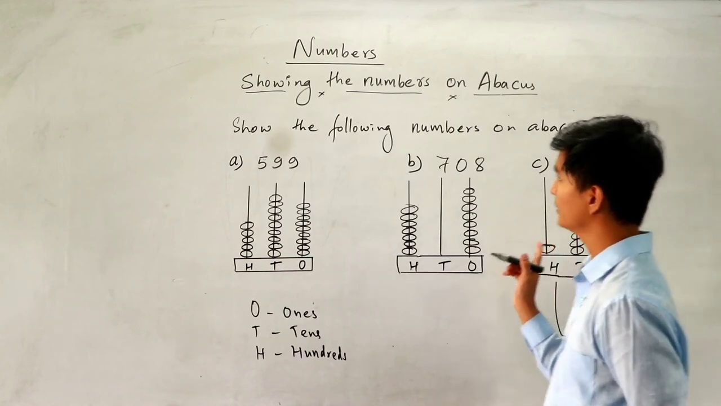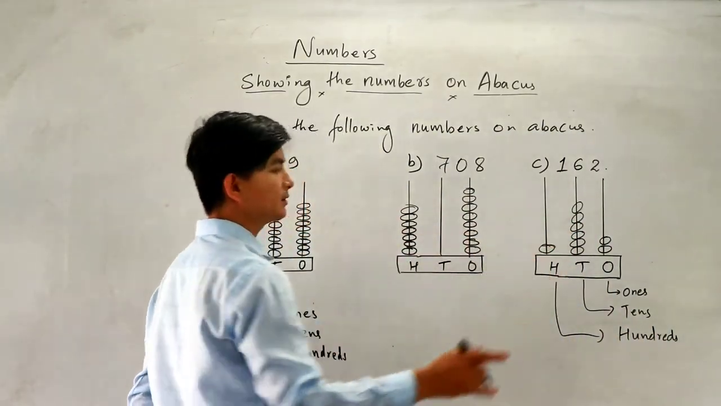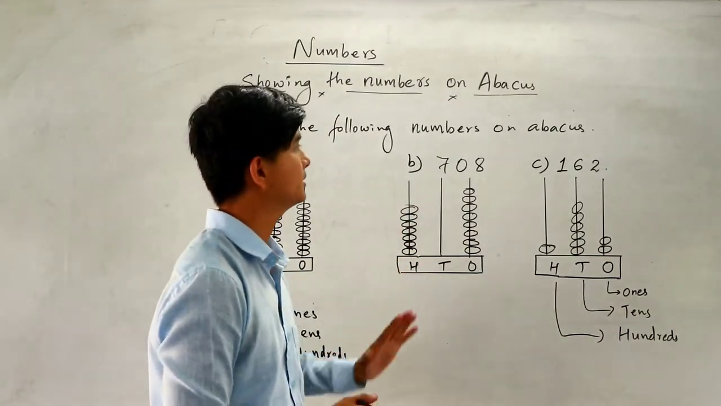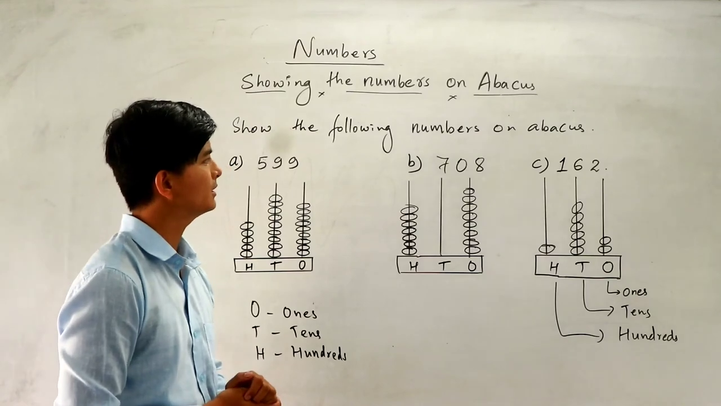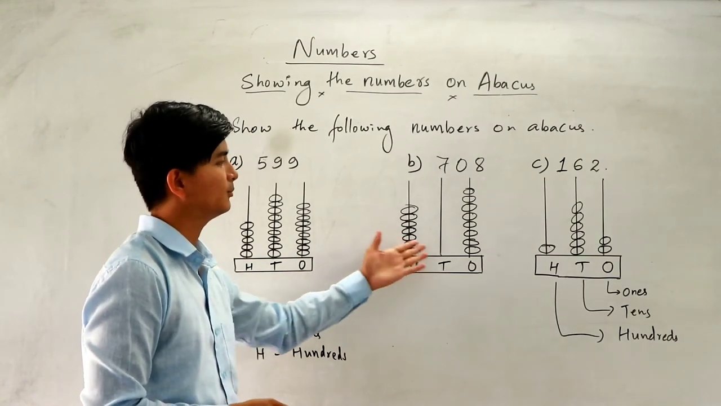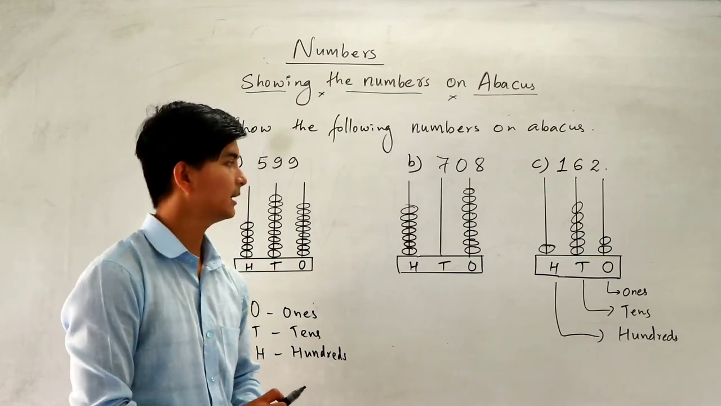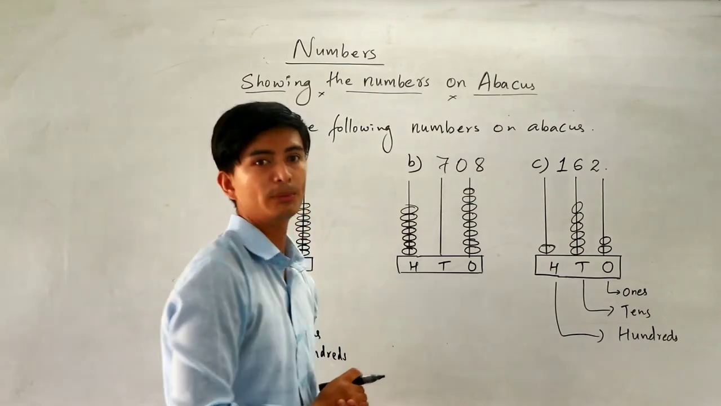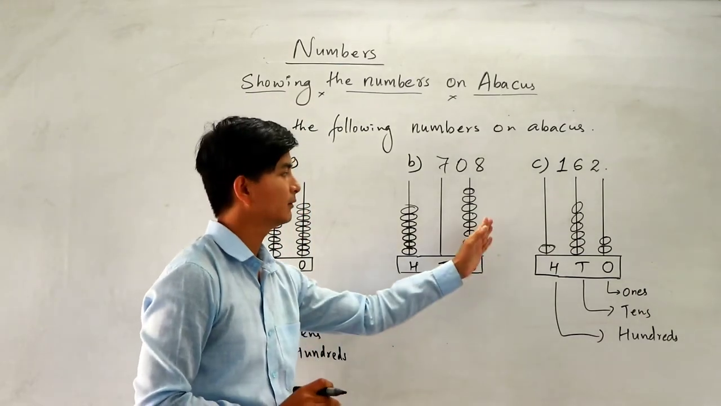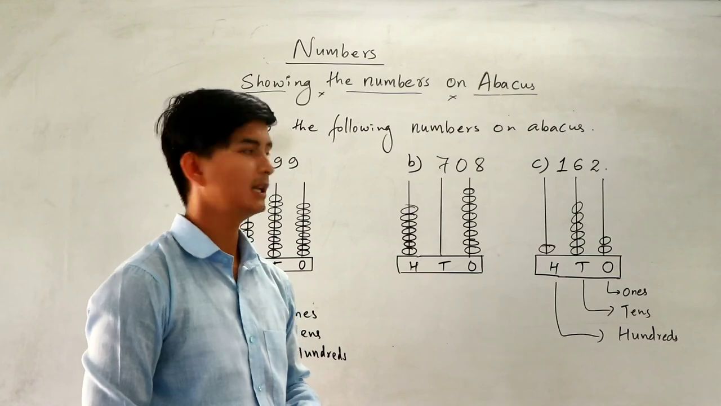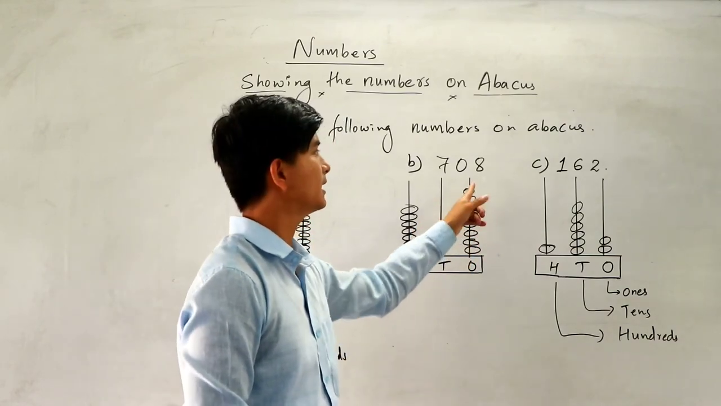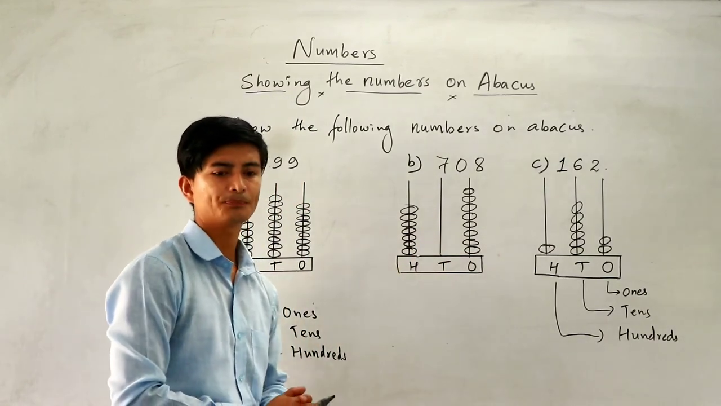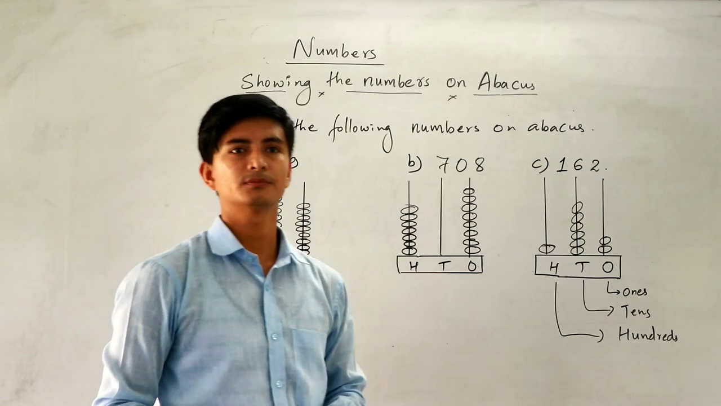So in this way you can put any numbers in the abacus, up to 3-digit numbers. But in one spike there should not be more than 9. You cannot put 10 in a spike. 9 is the highest; after that, when it becomes 10, it automatically goes to the next place. So remember that. Okay, so thank you so much.